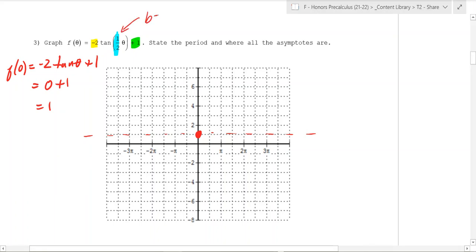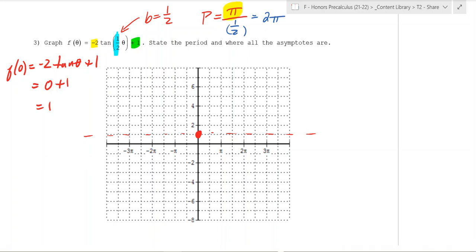Remember that the b value in this case is 1/2, and we know that the period is equal to pi over b. Pi is the original period of tangent. So for sine and cosine, it's 2 pi, but for tangent, it's pi. So what does that 1/2 do? You put the 1/2 down here, and therefore this is going to end up with 2 pi. So with sine and cosine, the period was 2 pi over b. For tangent, it's going to be pi over b. So in this case, it's 2 pi.